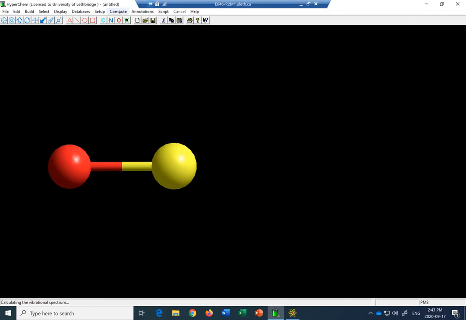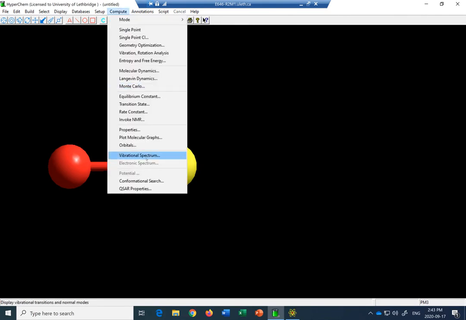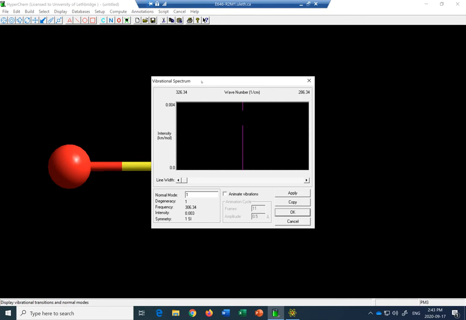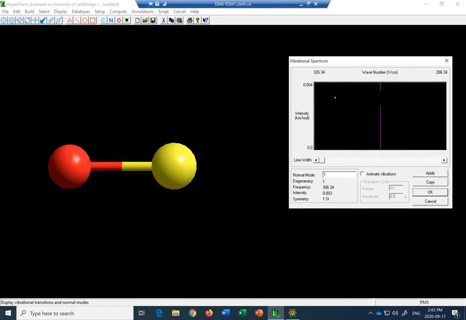And once it's done that, it will pull up the vibrational spectrum for this molecule, which, because it's a diatomic, isn't the world's most interesting thing. There's one vibration that can happen. And if I choose to animate the vibrations, you can now see these atoms pulling apart from each other and squishing back together, vibrating in real time.